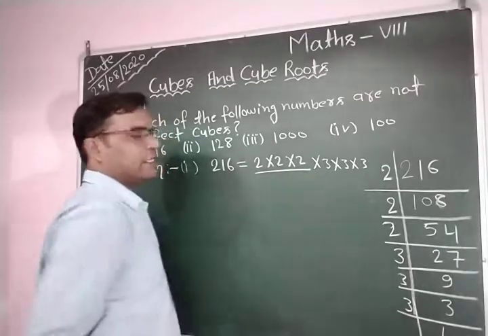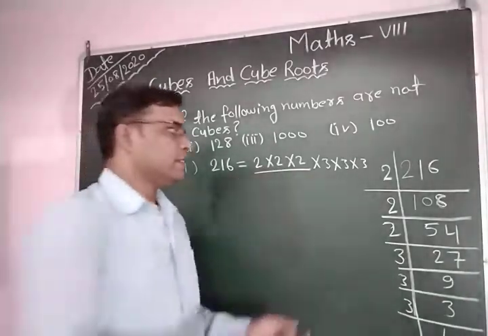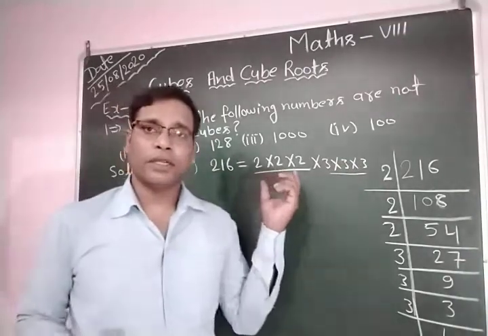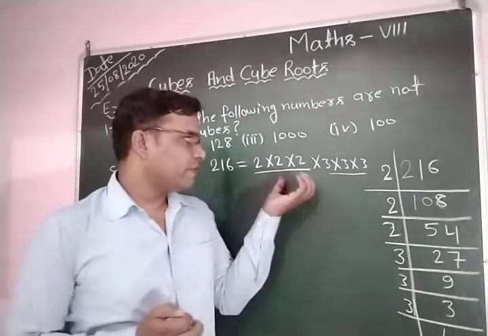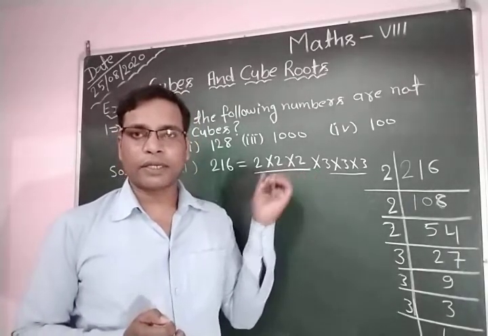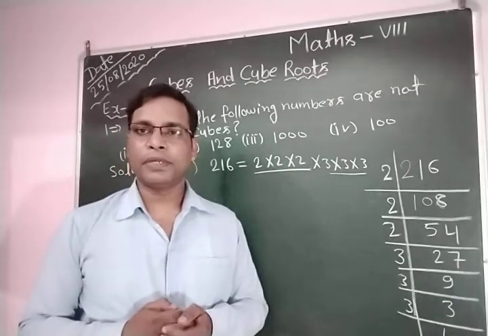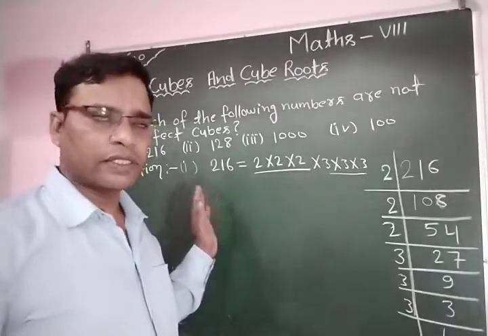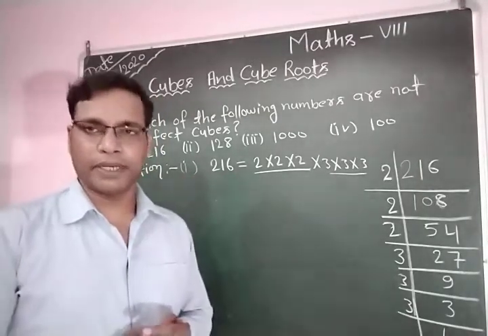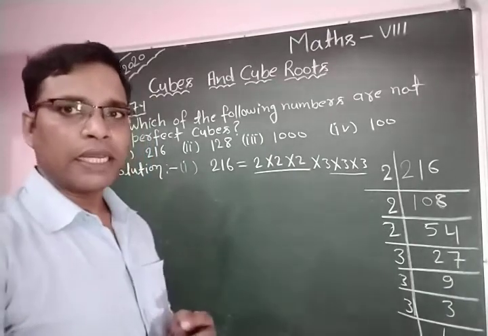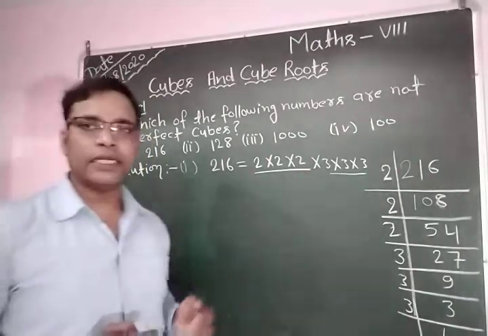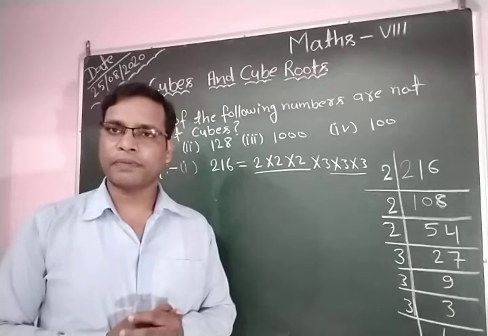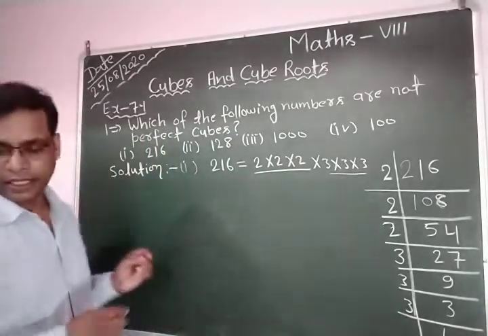So you can see here this is a group of 2s, and this is a group of 3s. All factors, 2 and 3, are in triplet groups, or you can say in groups of three. So 216 is a perfect cube.